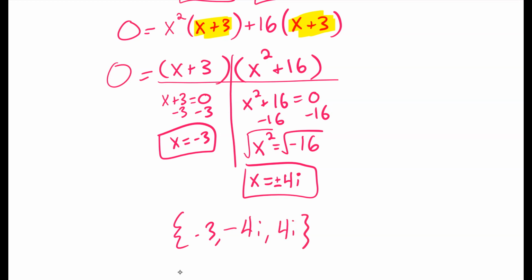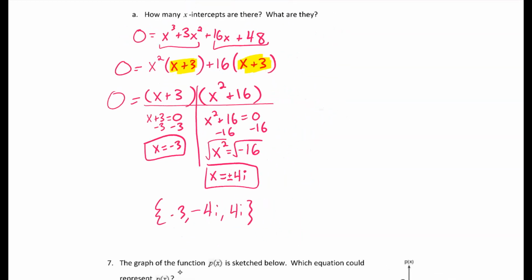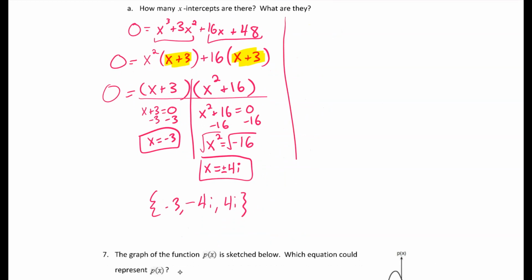So while these are your roots, they're not necessarily your x-intercepts, because if I'm thinking about imaginary numbers, I don't plot those on the x-axis, right? I only plot real numbers there. So if I'm looking through here, and I want to know how many x-intercepts there are, well, there's only one, and it's the only real number I got for my roots. It's that negative 3 down there. So my x-intercept is just negative 3. There's only one of them.